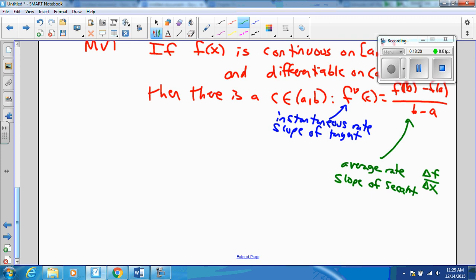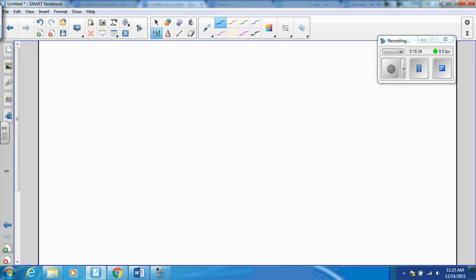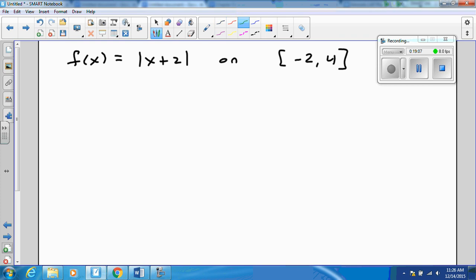Okay. So let's actually use the mean value theorem. Heidi, let's take a look at a question that puzzled you. Okay. So our goal for today is to become comfortable with the mean value theorem. The function f of x equals the absolute value of x plus 2, on the interval -2 to 4.